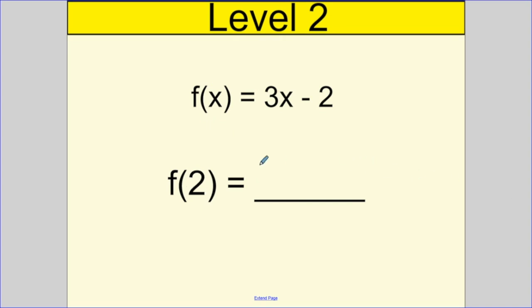Next example, f of 2. Here's our function, that means we're going to replace x with a 2. I'll try this again. So we can write this. f of 2, our input is 2. So we're going to replace our x's with a 2. 3 times 2, and then minus 2. So f of 2 equals 3 times 2 is 6. And 6 minus 2 is 4. So f of 2 equals 4.